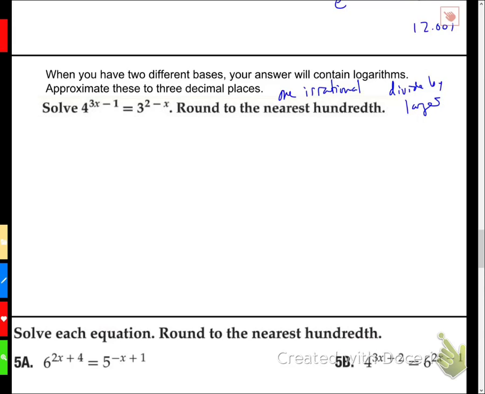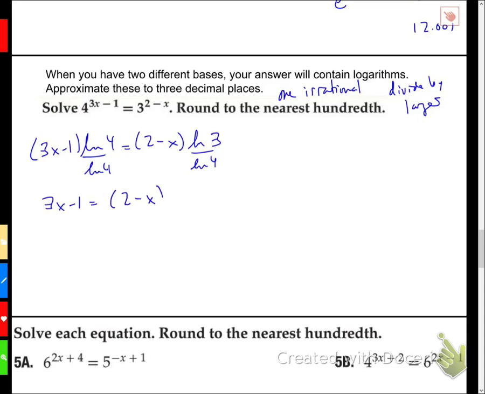Okay, so I'm going to take the natural log of both sides. Natural log of 4 pulled down a 3x minus 1, and then 2 minus x was pulled down from ln of 3. Divide by the larger of those natural logs. 3x minus 1 is equal to 2 minus x, times ln of 3 over ln of 4. Because the bottom was larger, it should be a number between 0 and 1. In this case, it comes out to 0.792.